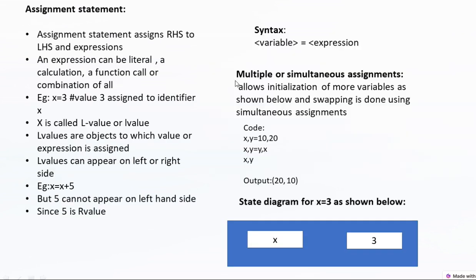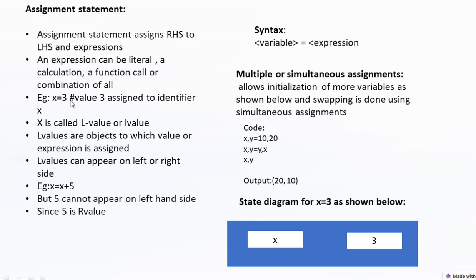Now coming to the next one, assignment statement. What you just now saw in the Jupyter notebook where I said a is equal to 3 is actually an assignment statement. So what is an assignment statement? It assigns the value on the right hand side to the left hand side. And expressions: an expression can be a literal, it can have some calculations in it, you can also have a function call in your expression, or it can be a combination of all.